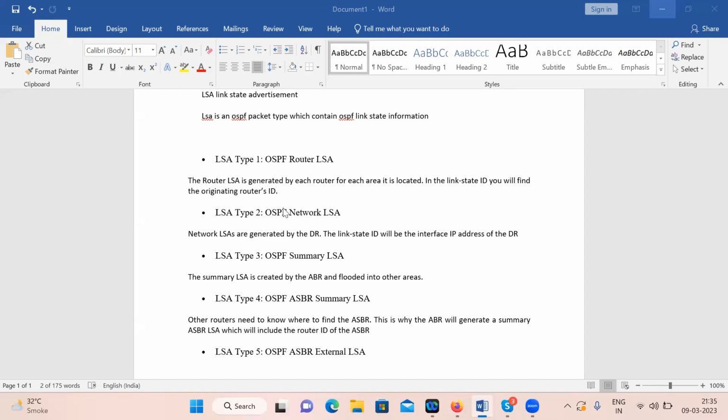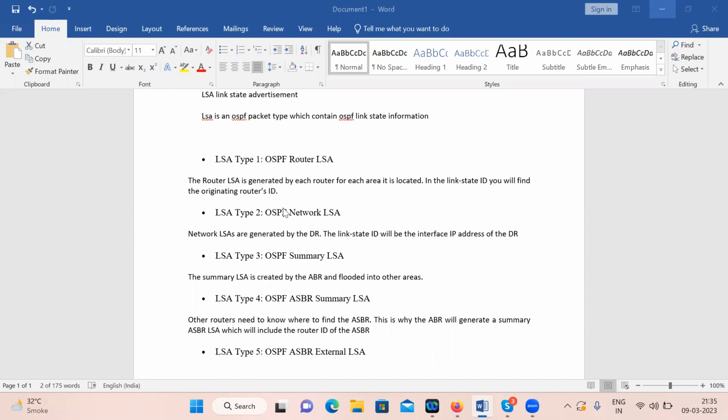Okay, the condition to be a router ID, first it will check for the logical interface, then the physical interface. In logical interface, whichever interface has the highest IP address, that IP address will become your router ID. If no logical interface is present, then it will move to physical interface. Out of those physical interfaces, whichever interface has the highest IP address, that highest IP address will become the router ID of your router.